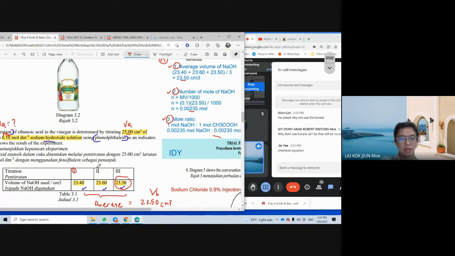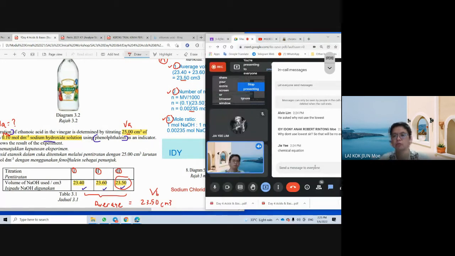That means you see 1, 2, 3. You will do it so many times, you want to get the average. So the average will be the perfect volume. Okay. Perfect volume like this. In this case, we don't have excess. No excess.